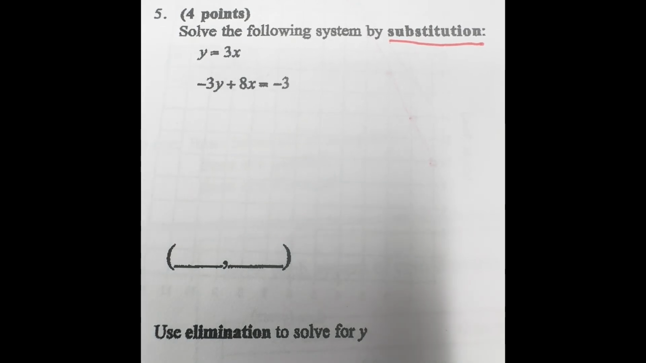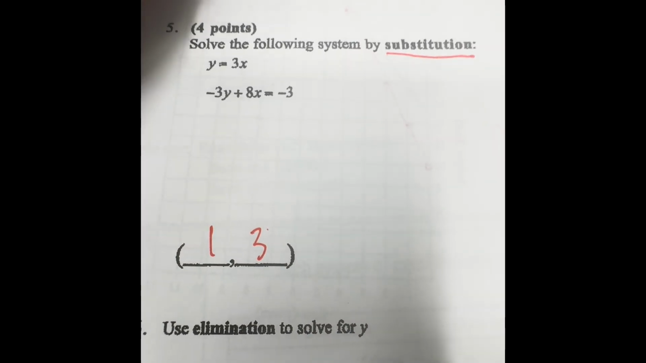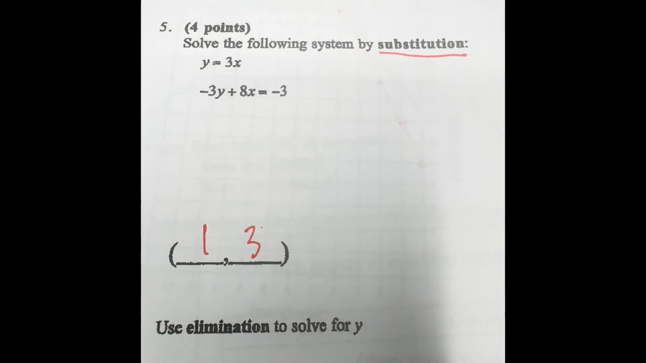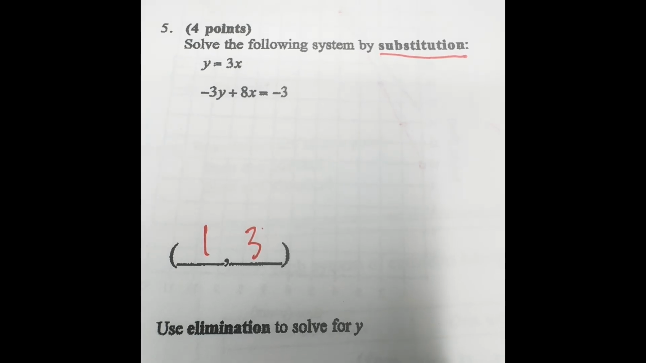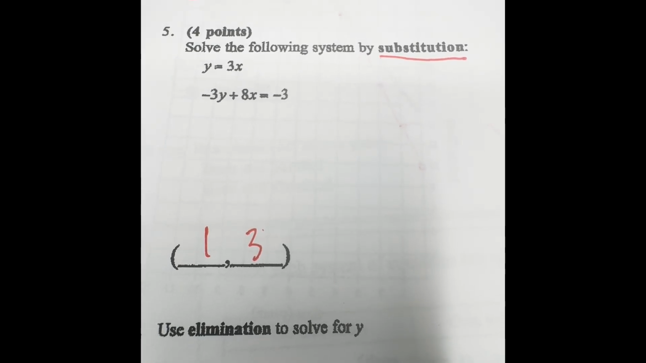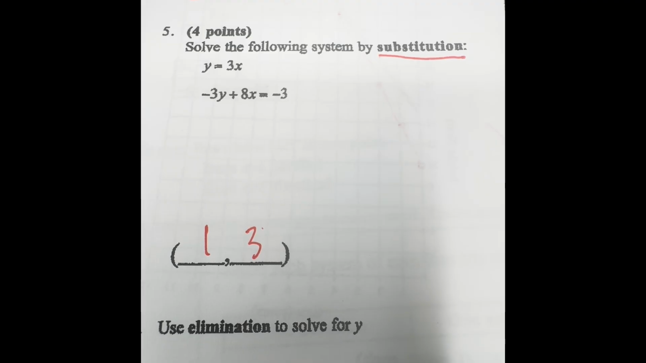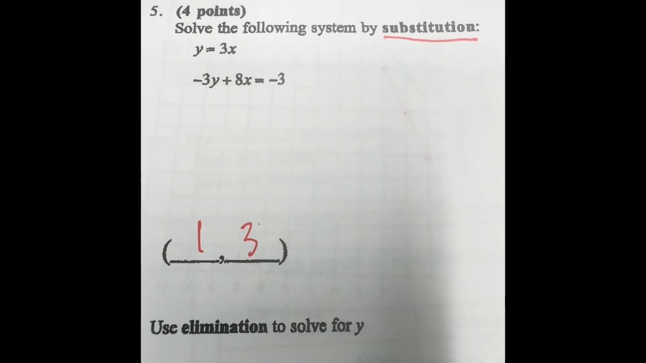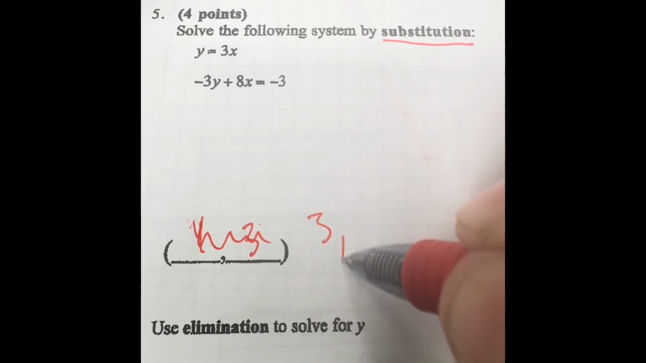Again, let me give you the answer. Okay, here we go. So the answer here would be 1 and 3. Double check with your classmates to make sure we're able to get 1 and 3. My apologies, wrong answer. It should be 3, 9.